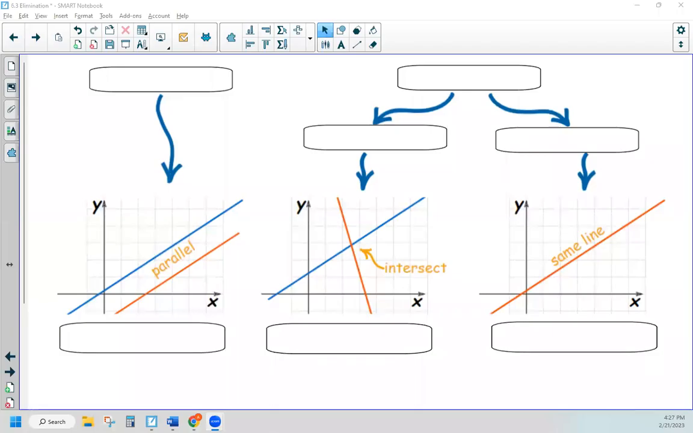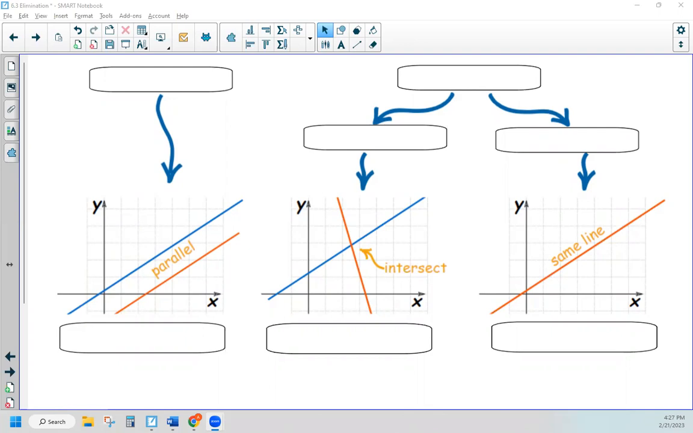What up, Algebra Squad? All right, now let's get to this next lesson, which is called solving systems of equations using the elimination method. So this is the elimination method. The one that we talked about before was the substitution method, and then the one before that was graphing.